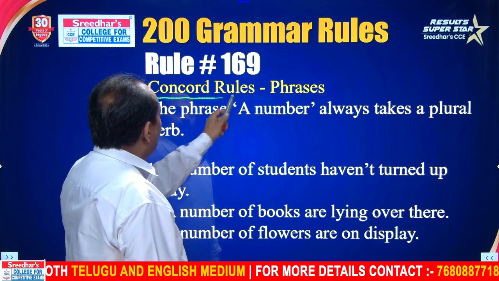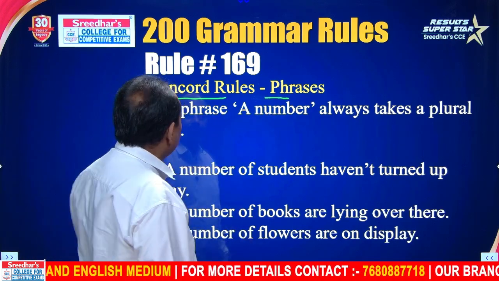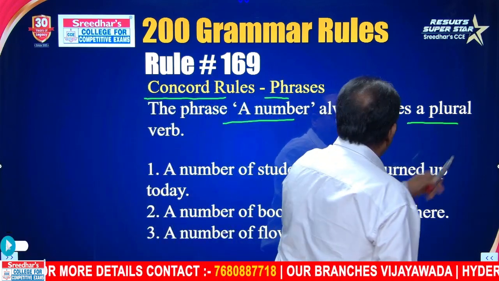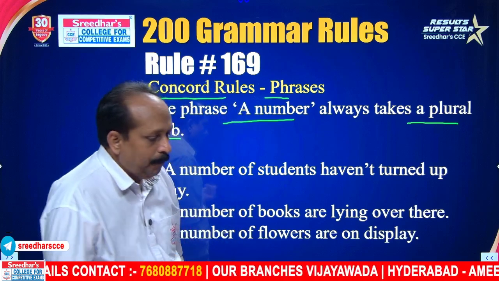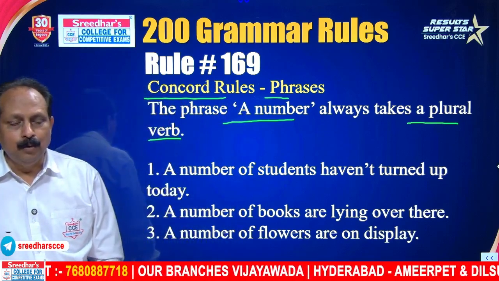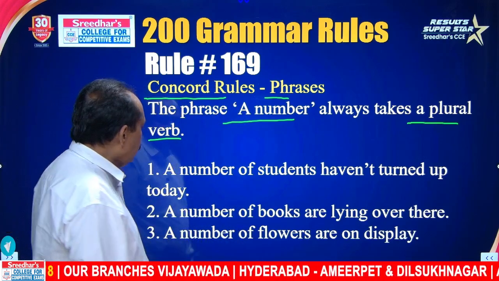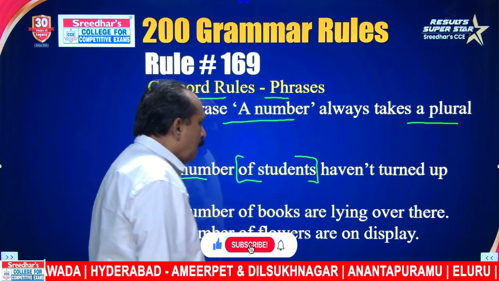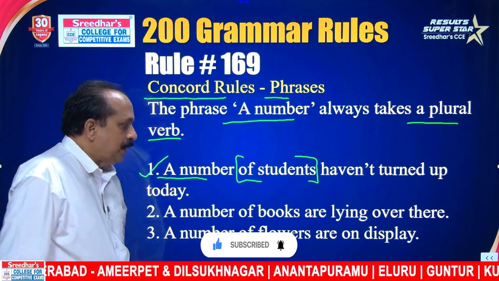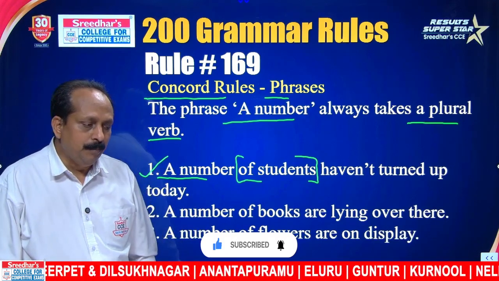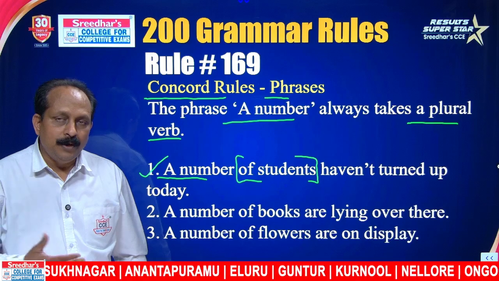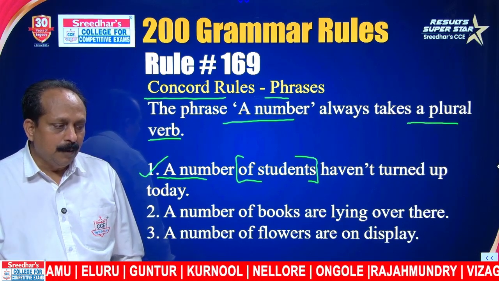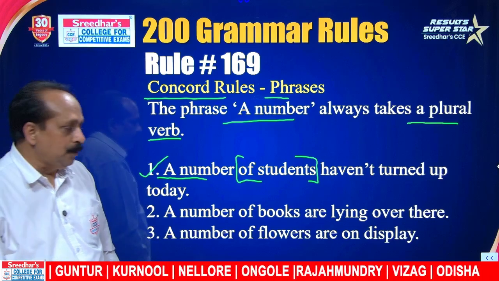This also goes with concord rules, phrases related. The phrase a number always takes a plural verb. The number takes a singular verb, a number takes a plural verb. Look at the examples. A number of students haven't turned up today. The sentence is in present perfect negative form because today is an incomplete time period, so we should use present perfect. A number of students haven't come today, have not turned up today.